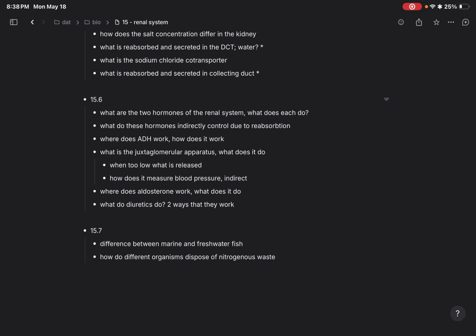Oh wait, one thing to say. The renal calyx is the tubes that bring you to the renal pelvis, and then the renal pelvis will connect to the ureter.